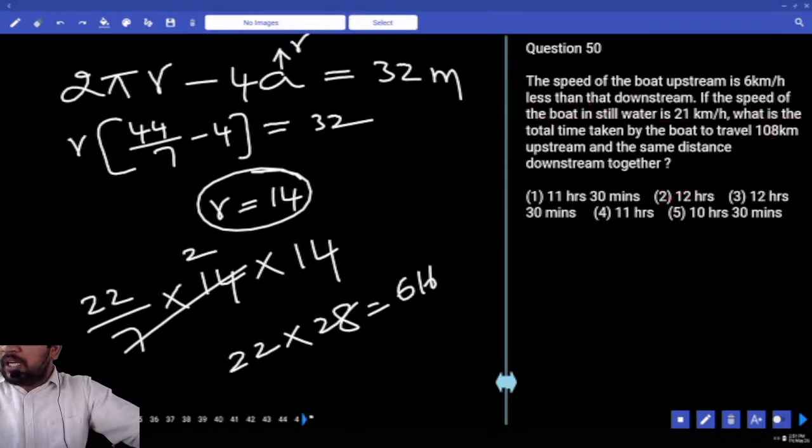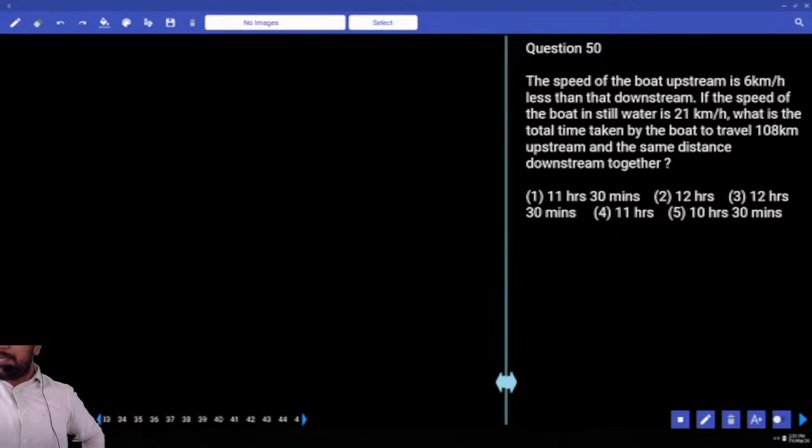The speed of the boat upstream is 6 km per hour less than the downstream. The speed of the boat in still water is 21 km per hour. What was the total time taken by the boat to travel 108 km upstream and downstream together? Look here, everyone. The upstream speed is 6 km per hour less than the downstream.